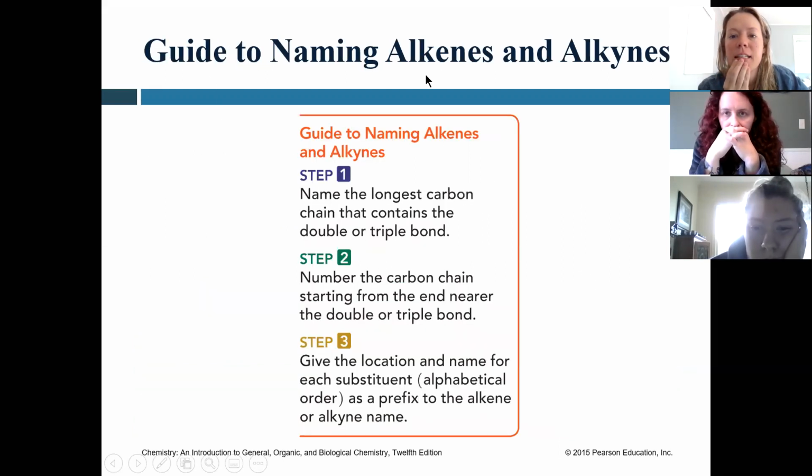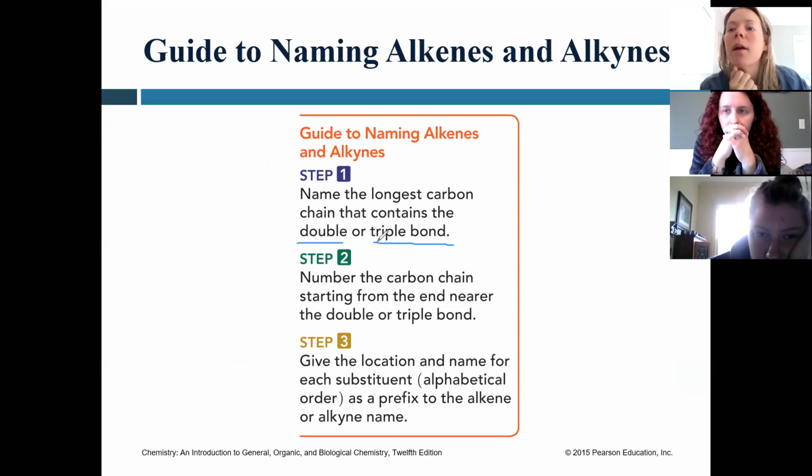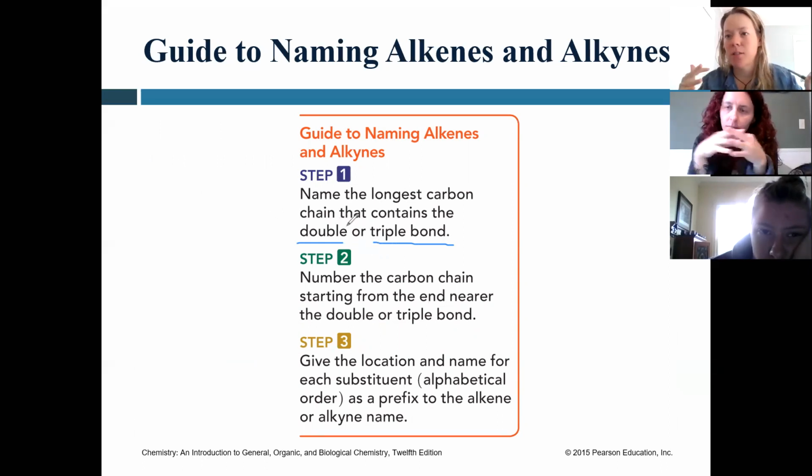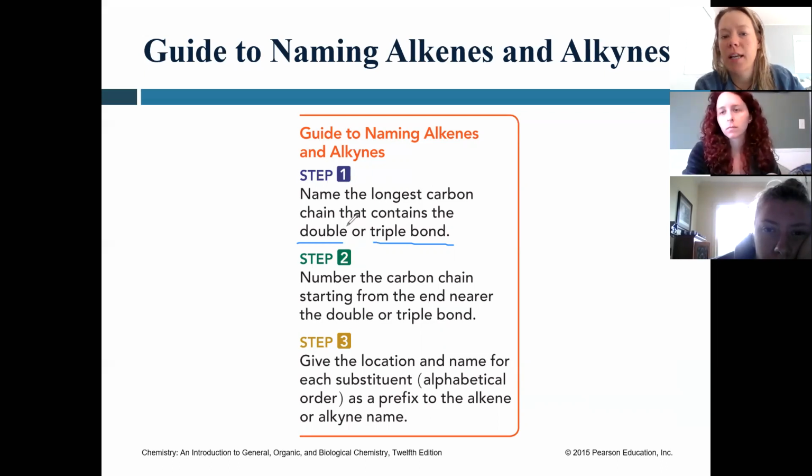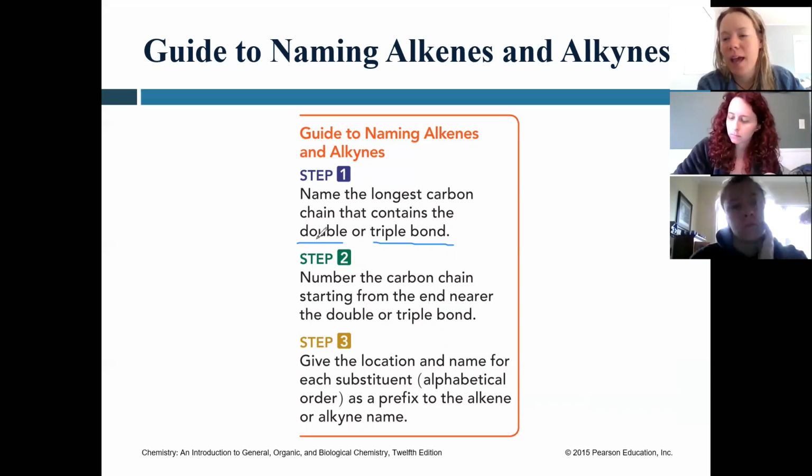So, guide to naming alkenes and alkynes: name the longest carbon chain that contains the double or the triple bond. This is important. In organic chemistry, there's this thing called precedence, or kind of what's more important. A double bond and a triple bond is more important than one of those methyl accessories. So even if there's a longer chain that you could make without the double bond, you need to make the longest chain that contains the double and the triple bond, because that is more important than just having the longest possible chain. Does that make sense? So it has to be the longest chain with double and triple bond.